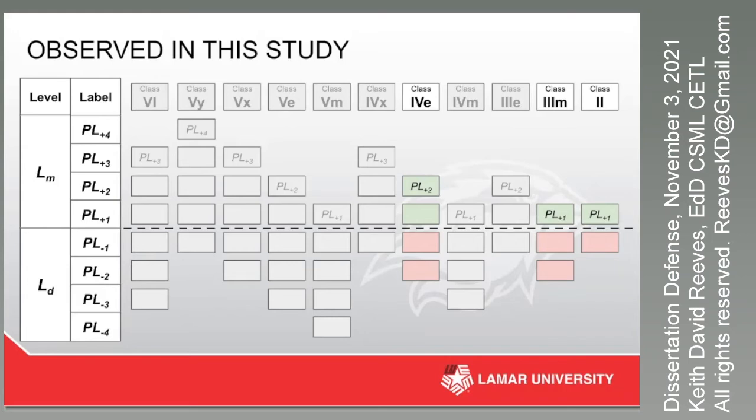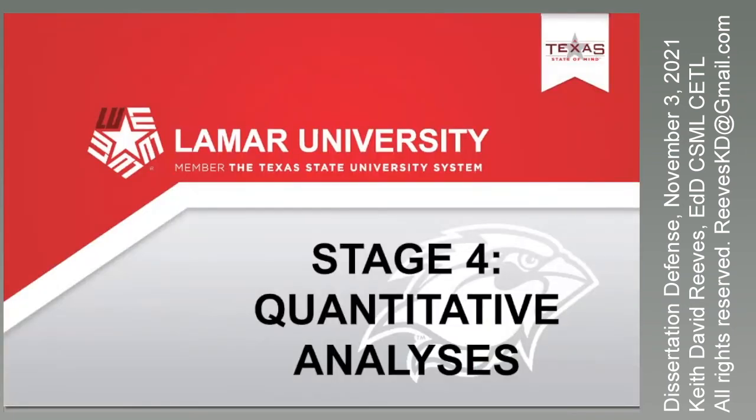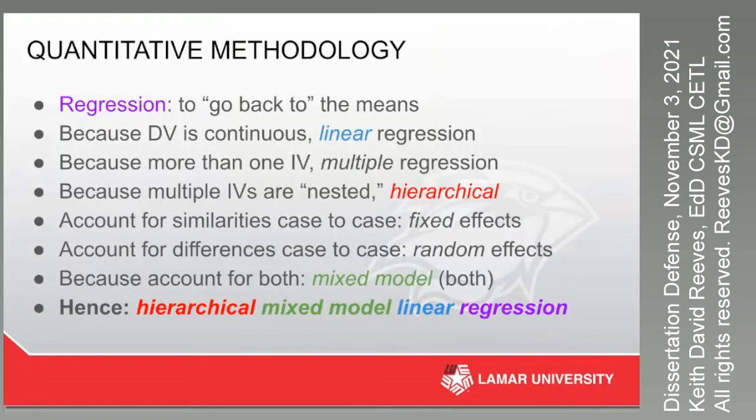And for this study, of the 45 Virginia schools in the sample population, 3 classes are represented, classes 2, 3M, and 4E. Therefore, the quantitative analysis of this dissertation compares these 3 models. Now, we test them. As promised, let's talk about regression.